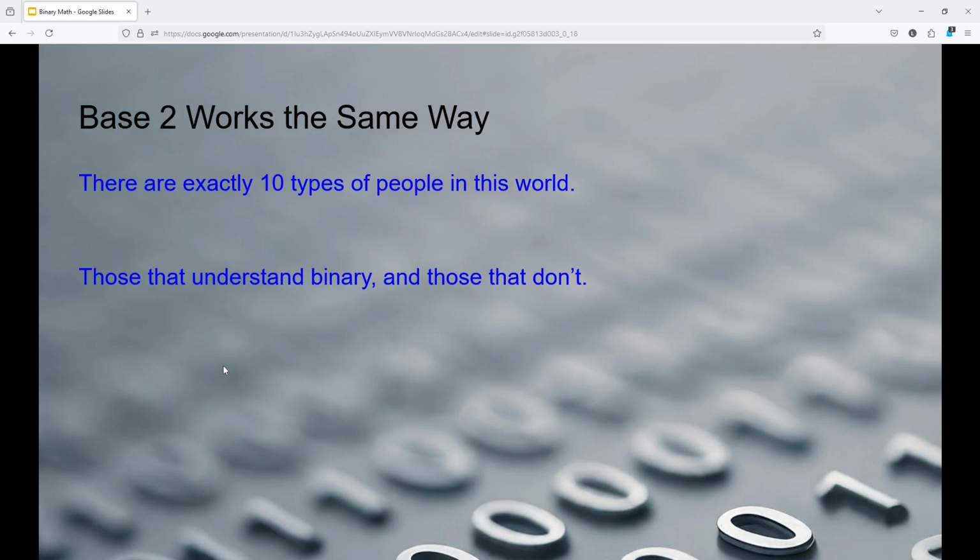So when we start talking about base 2, it works the same way. It's base 2, so our valid digits are 0 and 1. You can never, ever write a 2 in base 2, just like you can never write a 10 as a single digit in base 10. Which leads us to one of my favorite sayings. There are exactly 10 types of people in this world. Those that understand binary, and those that don't.